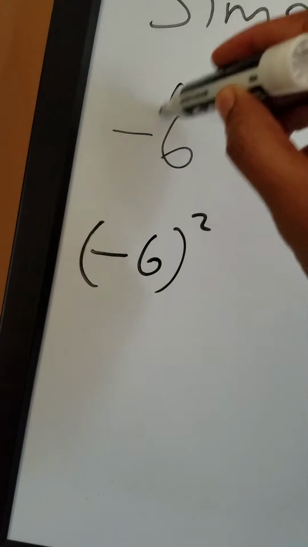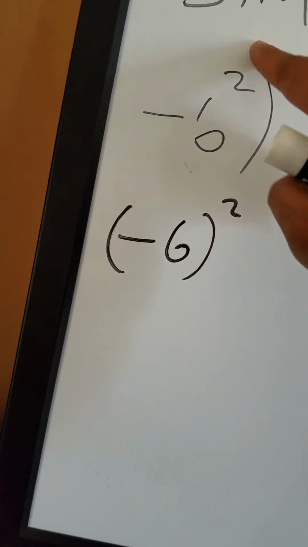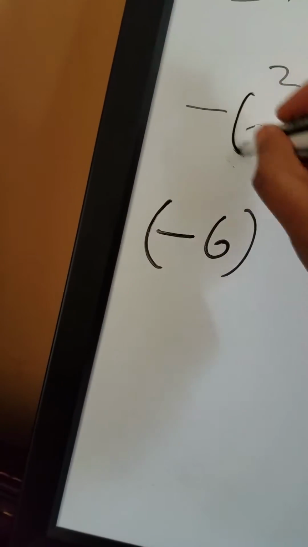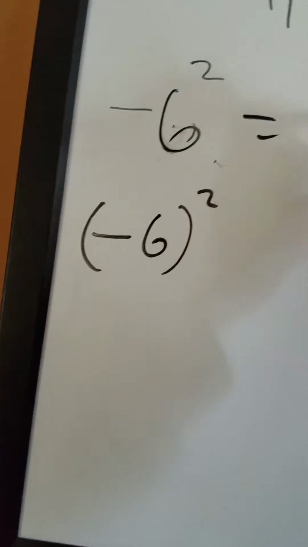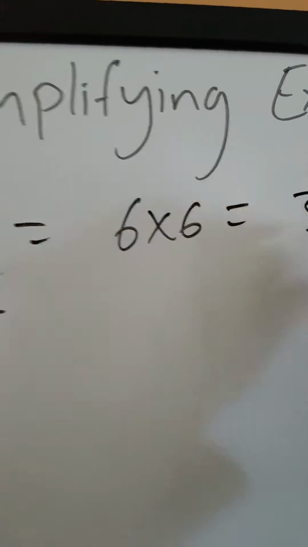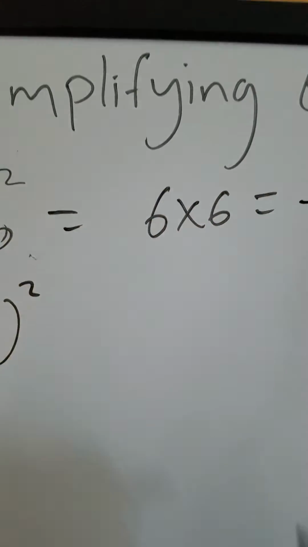Essentially, we have this. So you're squaring 6, and we know that 6 squared is 36. And then we have to put the negative sign back.